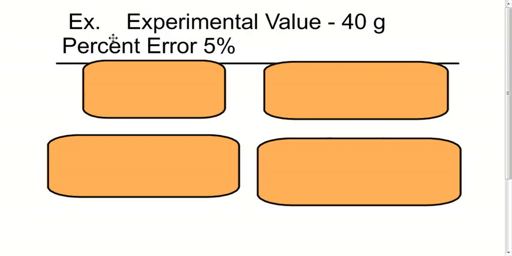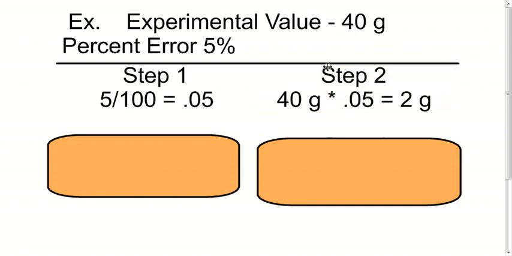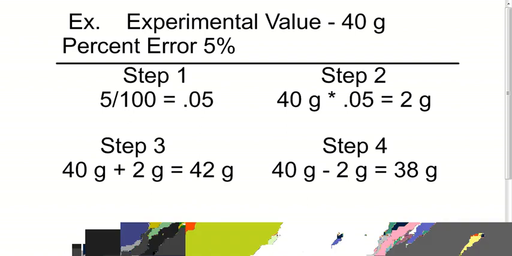Now, let's say we had an experimental value of 40 and a percent error of 5. Well, the first step is you divide your percent error by 100, so I get a decimal, 0.05, and then I multiply these two numbers. So 40 grams times 0.05 is 2 grams, and then I add and subtract it. Now that means my range of values is between 38 and 42, and my true value is somewhere in the middle, or somewhere within that range, I should say.